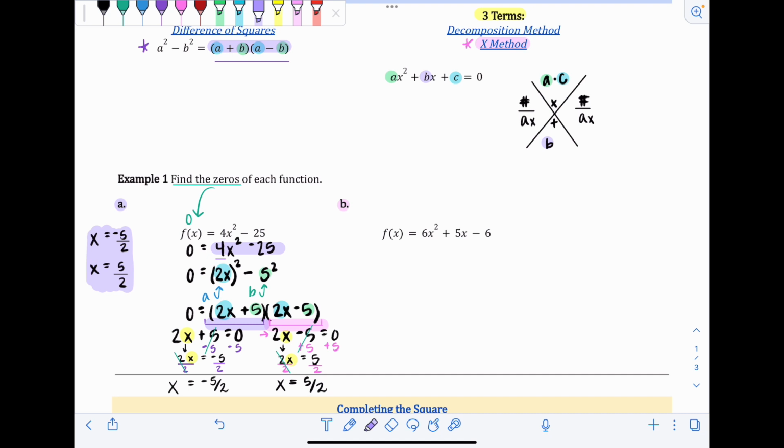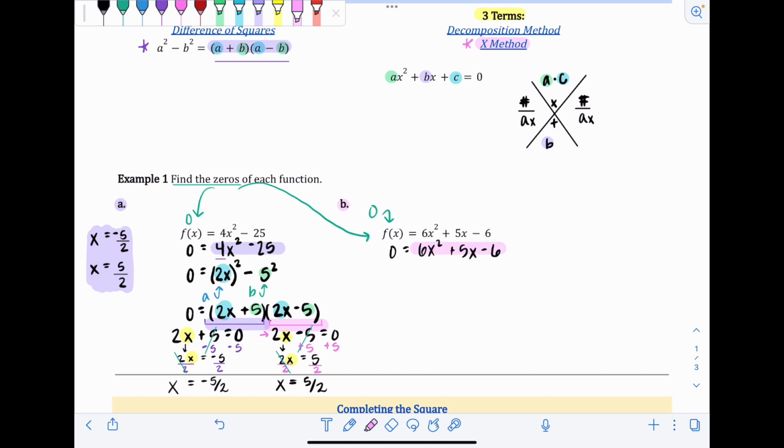Okay, so moving over to b, it's f of x equals 6x squared plus 5x minus 6, and the instructions are the same. It says to find the zeros, so that means that we're going to put a 0 in for f of x. So it'd be 0 equals 6x squared plus 5x minus 6. And on this problem, on that other side of the equal sign, I have 1, 2, 3 terms.